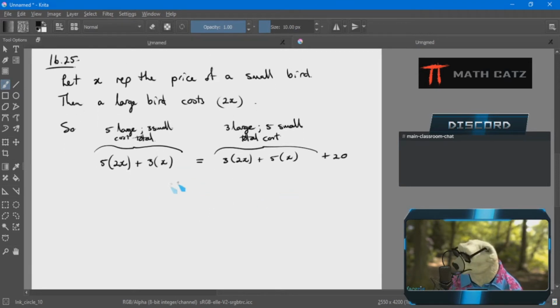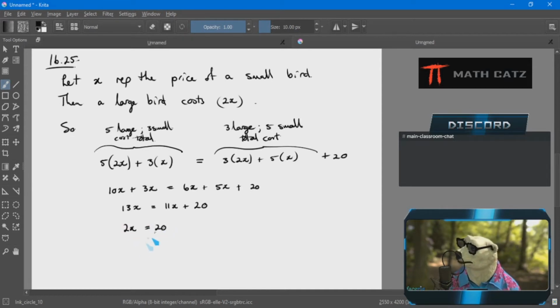Now I have an equation. I need to solve the equation. So I'll simplify. This is 10x plus 3x equals 6x plus 5x plus 20. So I don't want to go too fast here. I have 13x on the left. I have 11x on the right plus 20. I'm going to subtract my 11x's on both sides to leave me 2x's on the left, and that equals 20. Divide both sides by 2, and obviously x is equal to 10.